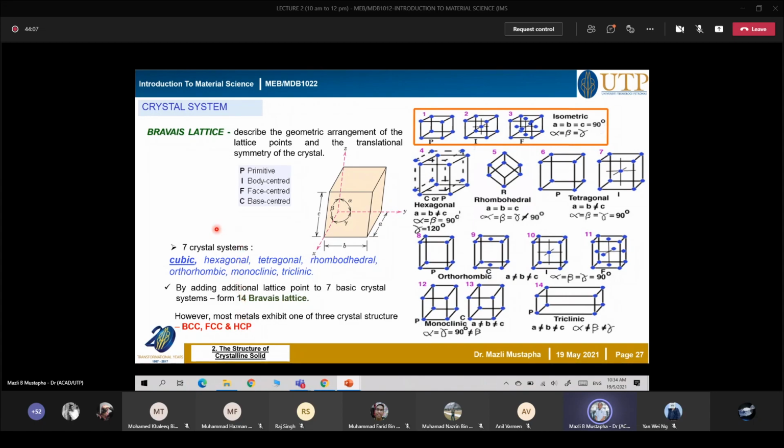By adding these 7 lattice point types to the 7 basic crystal systems, we have 14 systems, which means we have formed 14 Bravais lattices. But don't worry about it. We will only focus on body center cubic, face center cubic, and hexagonal close packed, because as a mechanical engineer, you just need to know about these 3 systems, mostly. The rest of the systems you leave to the material engineer's task.